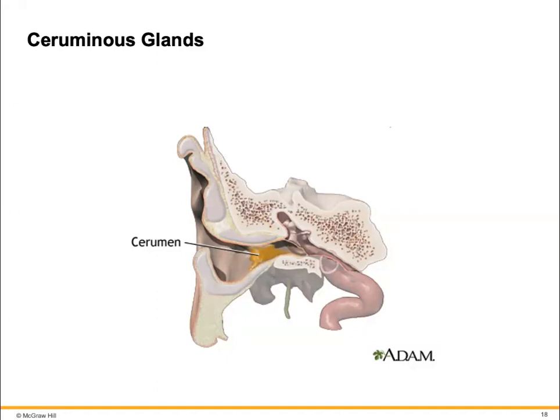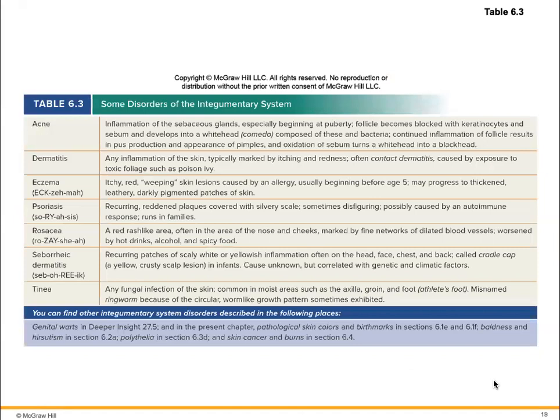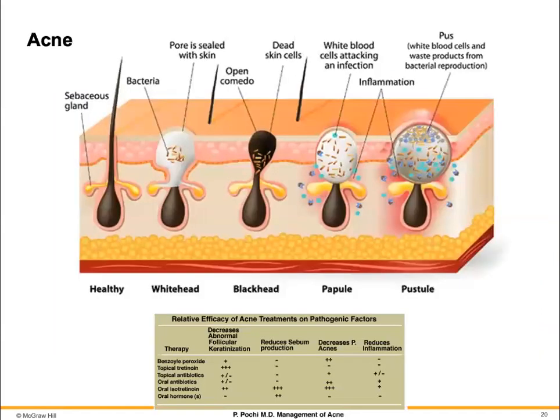Your text also spends some time going into disorders of the integumentary system, and I'm going to let you read through these, but I wanted to spend a little bit more time focusing on acne because I know this was on, I believe, the review guide. So what acne is, essentially, is the inflammation of a hair follicle. And there's different variations of acne.